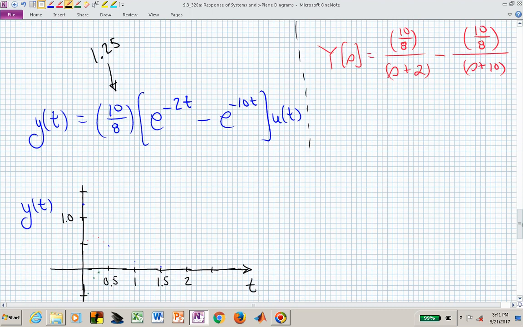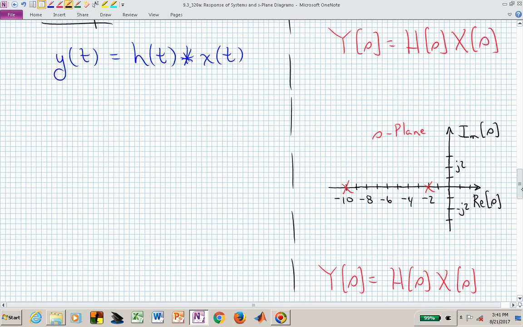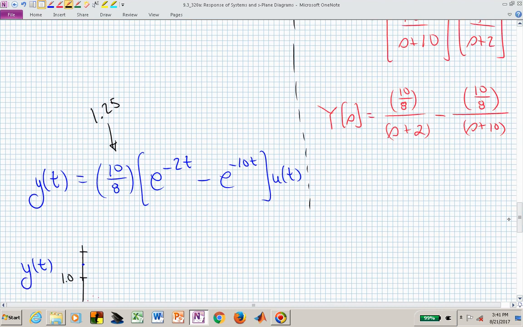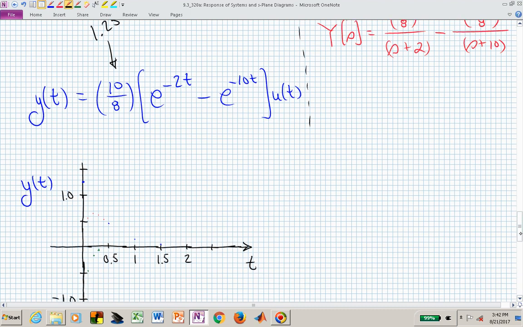And what's this look like? Here's what it looked like in the frequency domain. We had two poles at -2 and -10. That now came into the time domain. We ran over to the left-hand side of our paper, and that's now 1.25 scaling e to the minus 2t minus e to the minus 10t.